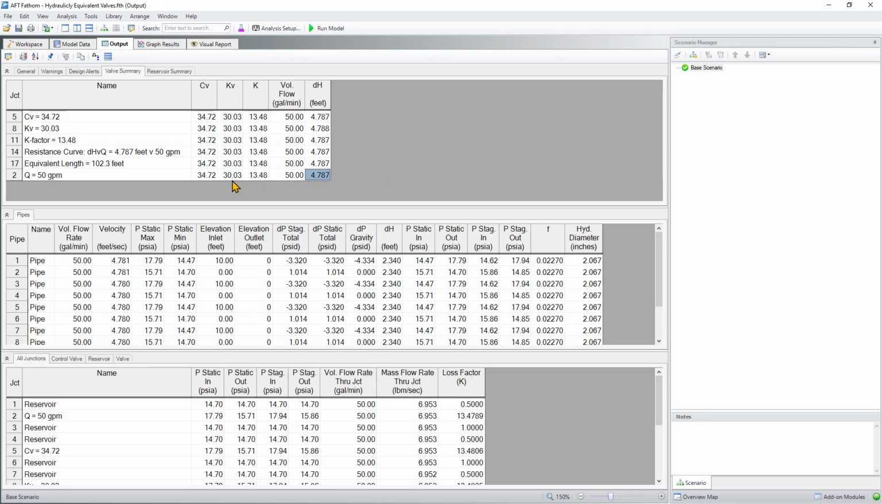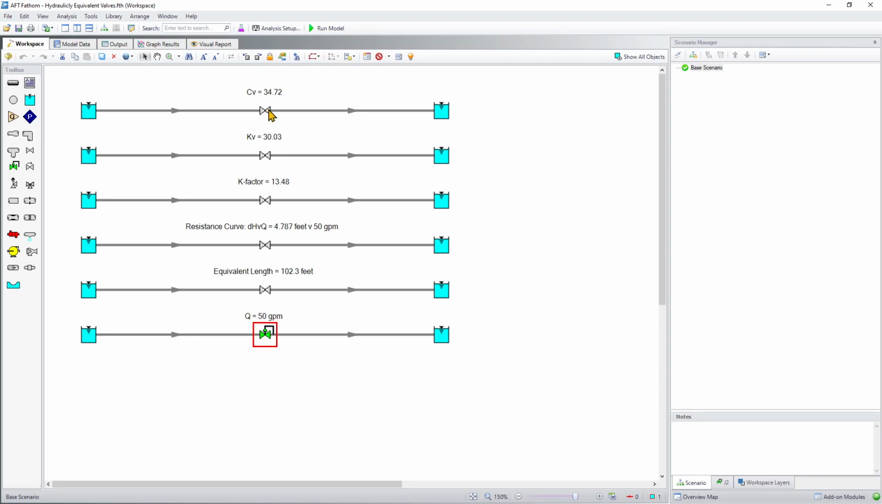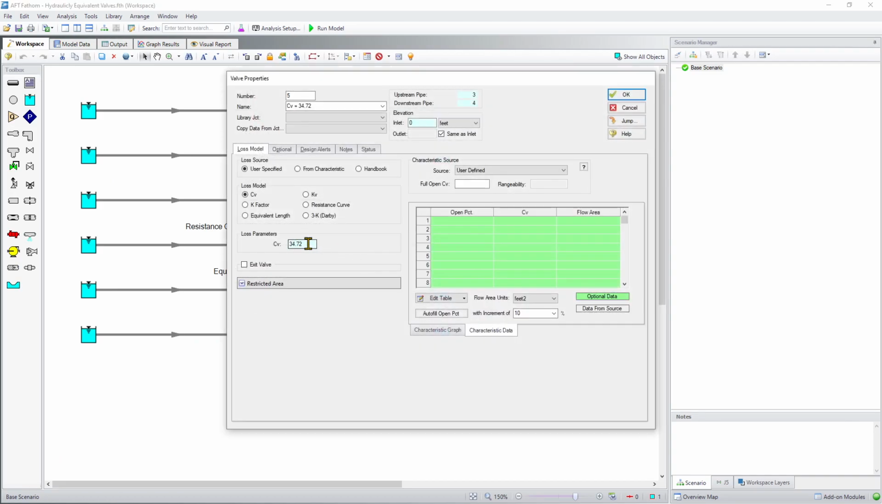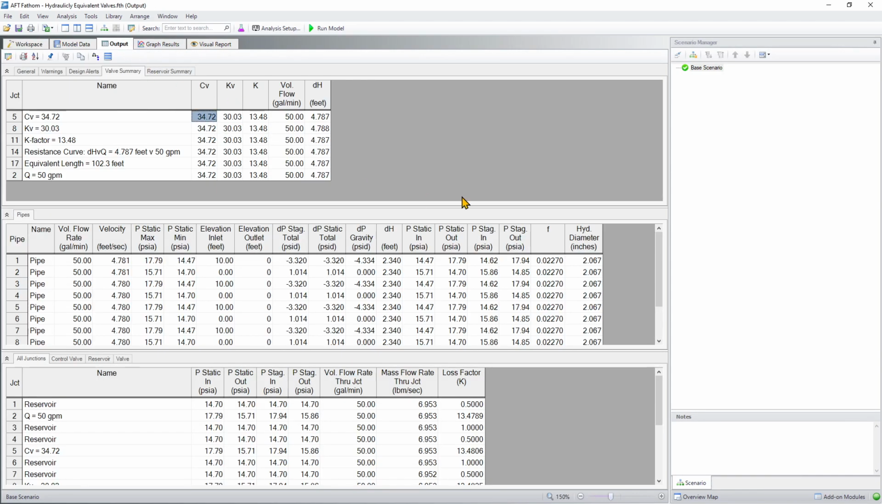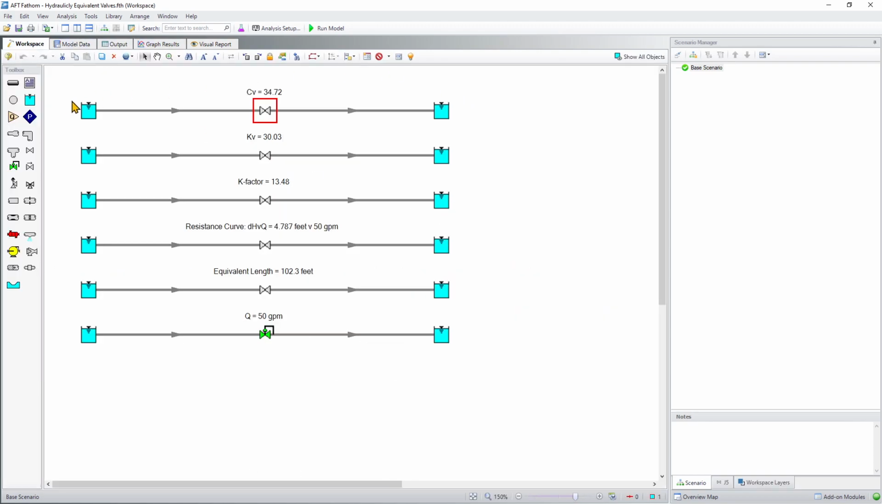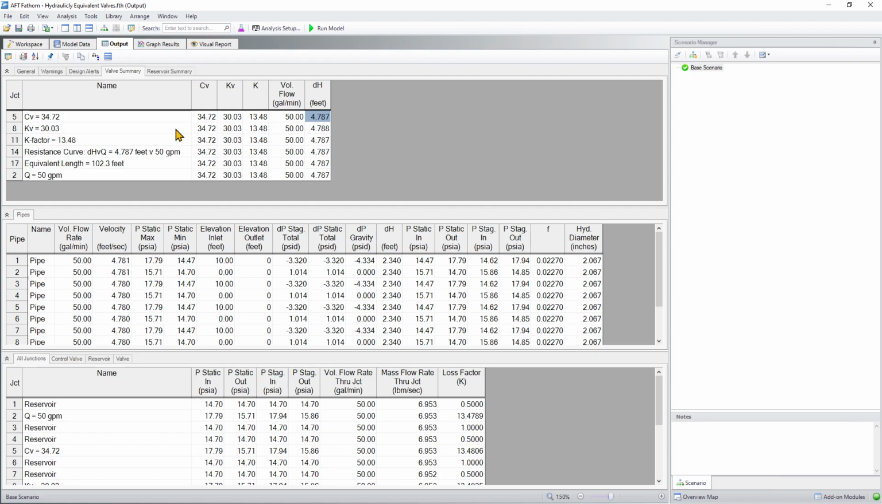If we turn around and we take those values and enter them right back into the valve, such as this CV right here, I just give it the CV 34.72, it will produce the exact same CV, KV, K factor, volumetric flow rate, and head loss. That is because these systems are hydraulically equivalent. These pipes are the same. The reservoirs are the same. The only thing changing is how I am representing this loss, and the hydraulic loss is all the same. So this is a good way to size your valves: pick a flow control valve, pick a set point, size your valve, and enter it accordingly.